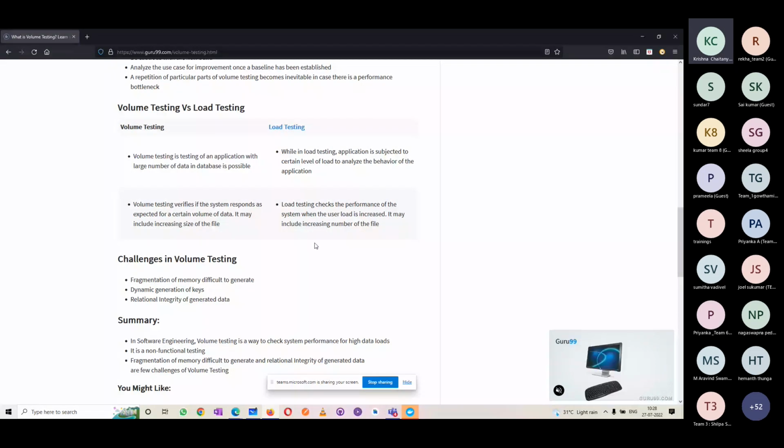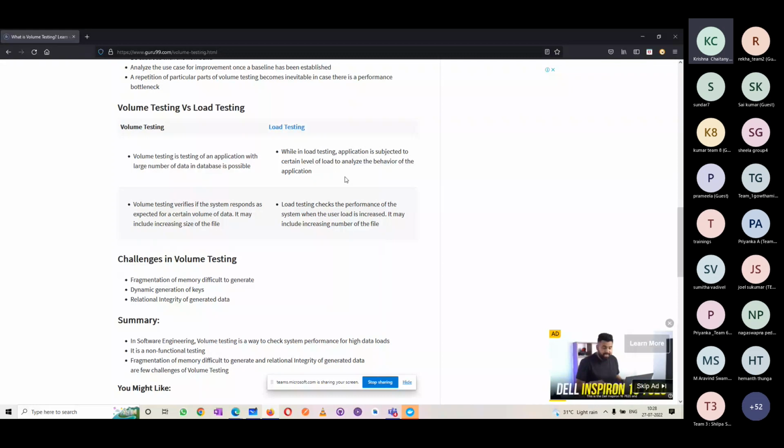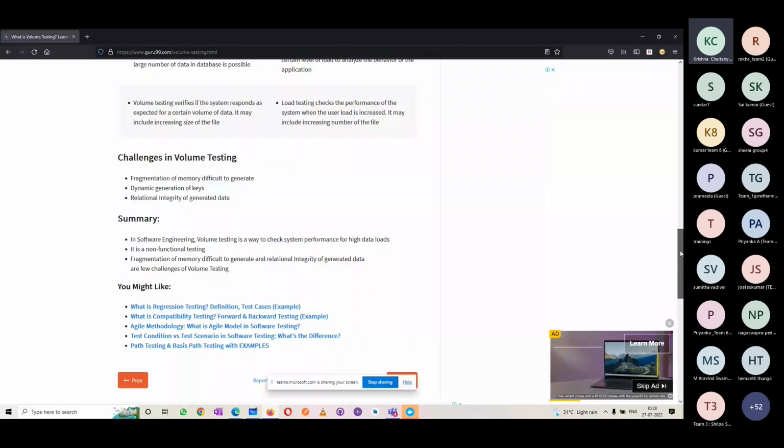And I'm not going into the accurate details because performance testing itself is a separate course. So that's the reason I'm not going into that. At least you should know what volume testing and load testing are. The names, at least, I wanted to introduce as part of testing.